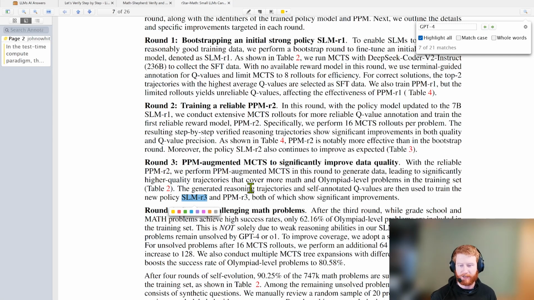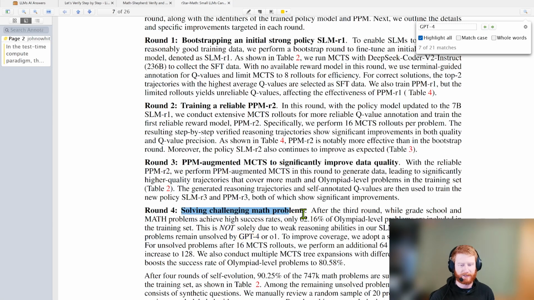And these high quality trajectories are also better quality Q values that I can use to improve my reward model, right? And so you can see now how they call this self-evolution and this cyclic improvement. Now we're in gravy, right? Because now we can keep on doing this.